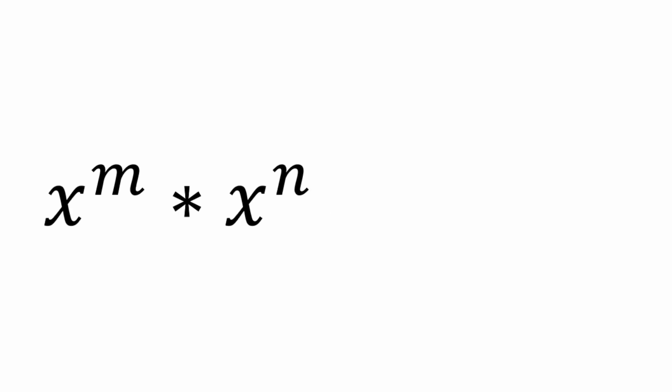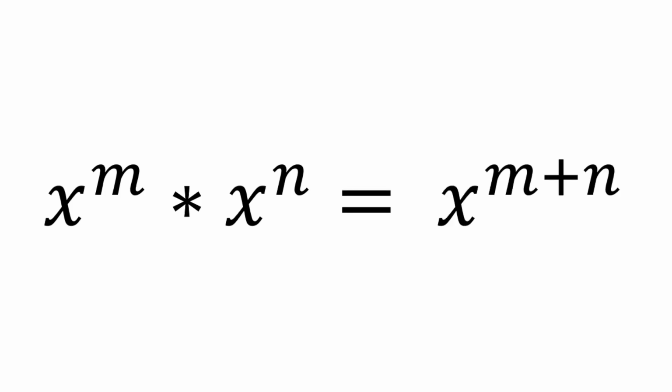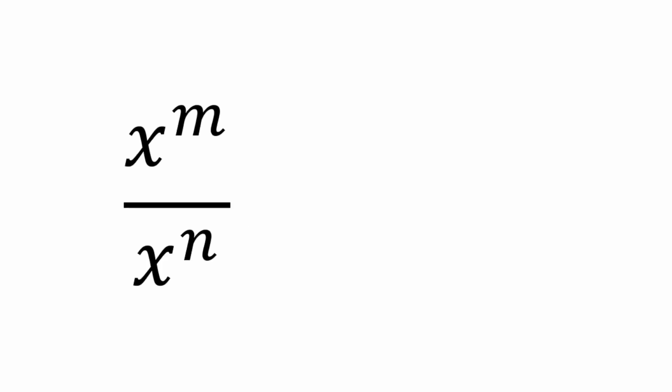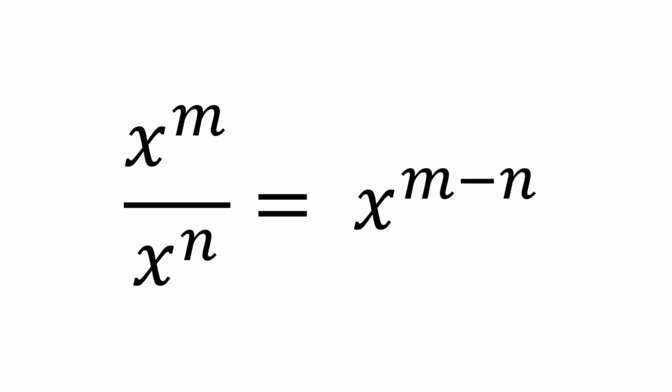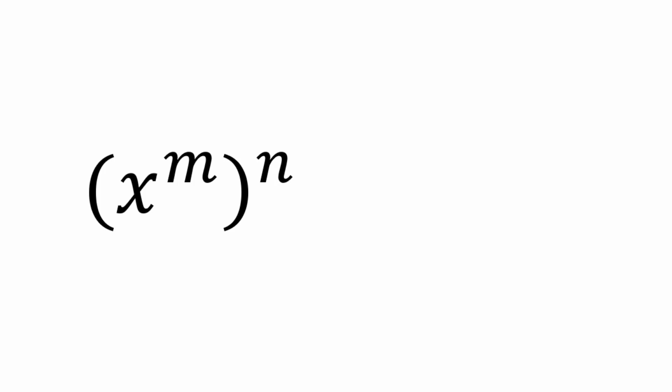Our fourth case is where we are given the product of powers with the same base. For example, x to the m times x to the n can be rewritten as x to the m plus n. Our fifth case is where we are given the quotient of powers with the same base. For example, x to the m divided by x to the n can be rewritten as x to the m minus n.